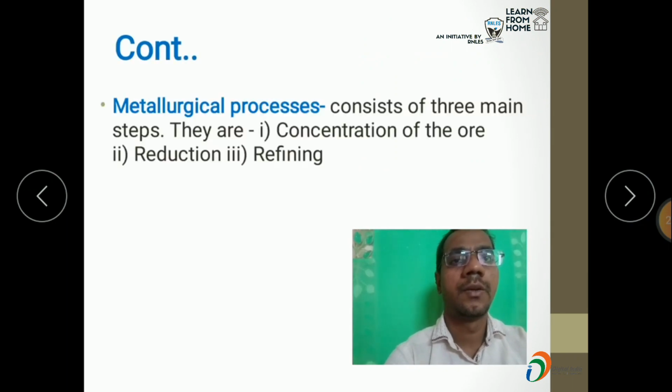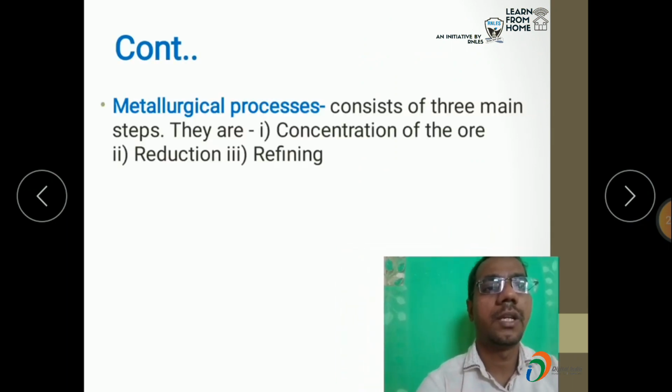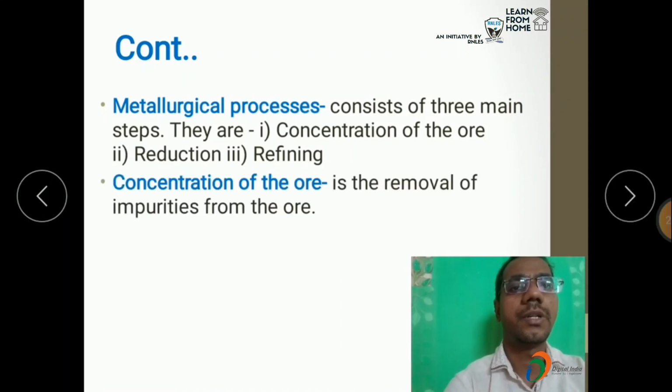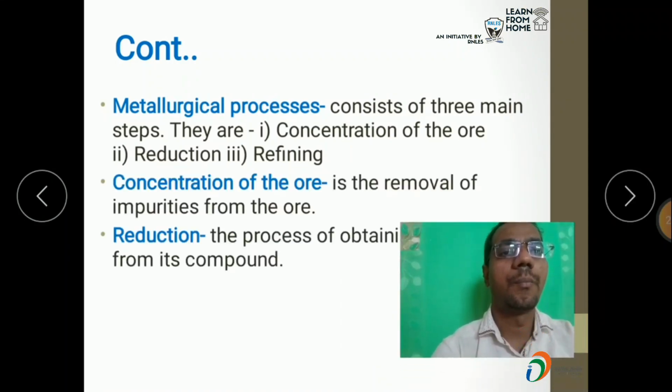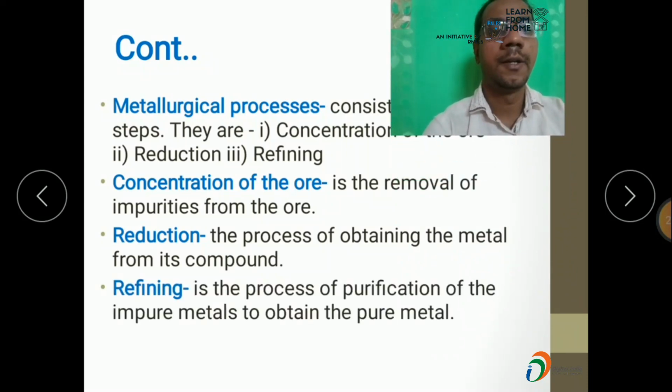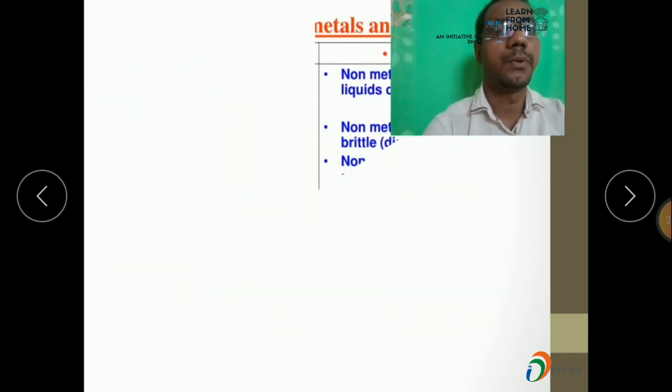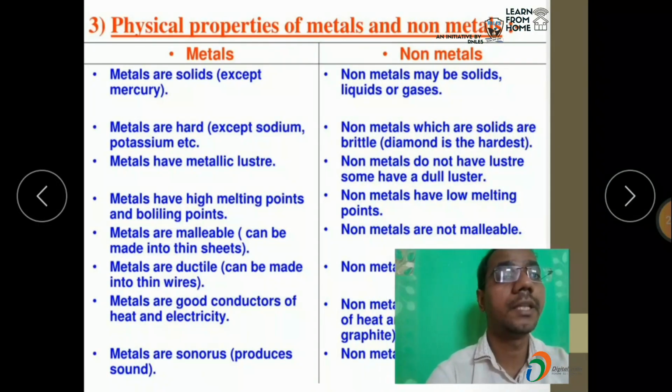Next, metallurgical processes. We have three metallurgical processes. Concentration of ore, it means removing the impurities. Reduction, obtaining the metal from its compound. And last, refining, it is nothing but the purification, removing the impurities and obtaining the pure metal.